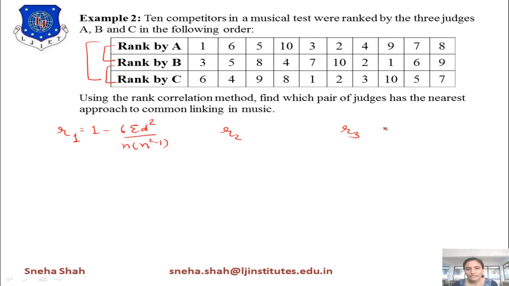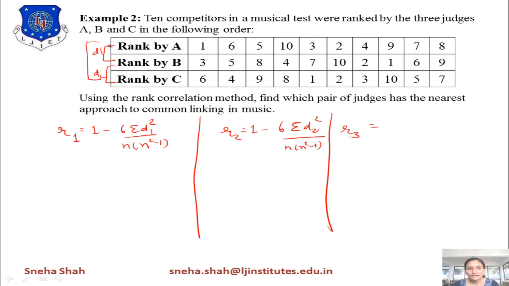This equation will remain the same for all these terms, right? The only difference is that we have to compare these two terms. When we take the difference for these two terms, it will be considered as D1. Similarly, if we find the difference between these two, it will be considered as D2. So I will write this equation as 1 minus 6 sigma d2 square upon n into n square minus 1.